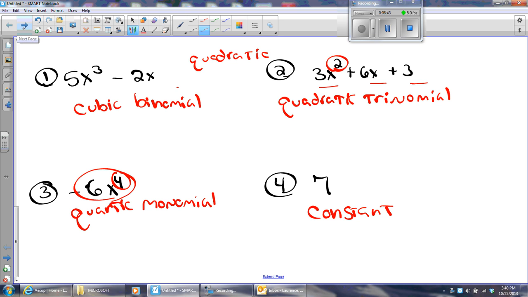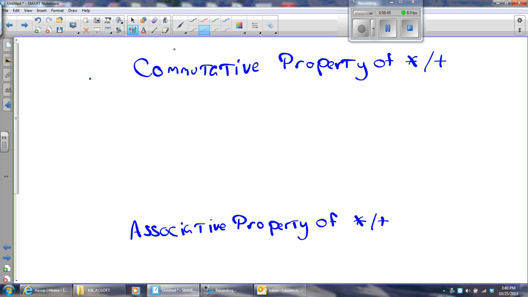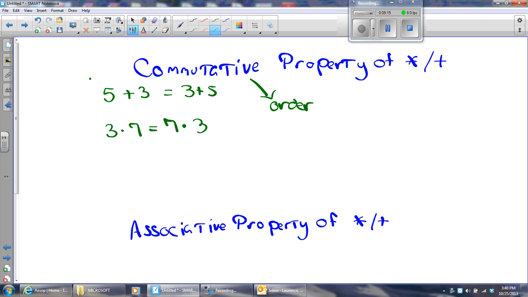All right, how are we doing on time? We're doing okay. All right, some of you asked some questions about the commutative property and the associative property. The commutative property allows me to say that 5 plus 3 is the same as 3 plus 5. It means commute, it means to go back and forth. That's the commutative property of addition. It also allows me to say that 3 times 7 is the same as 7 times 3. Notice the order changes. That's the key to identifying the commutative property.